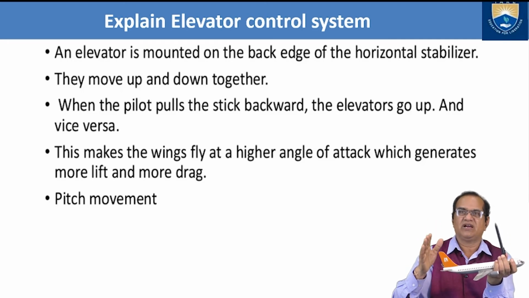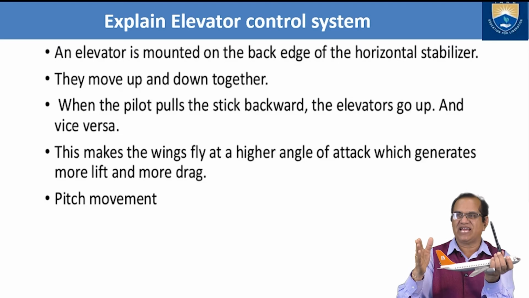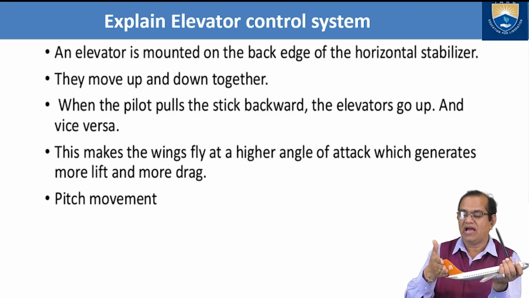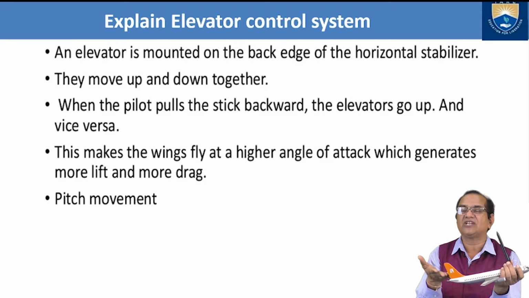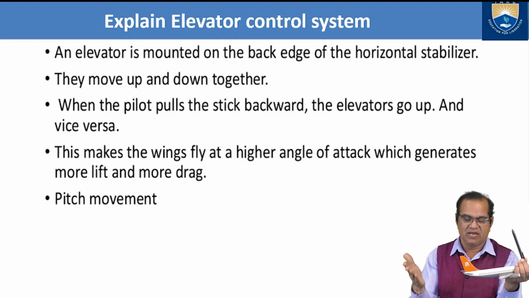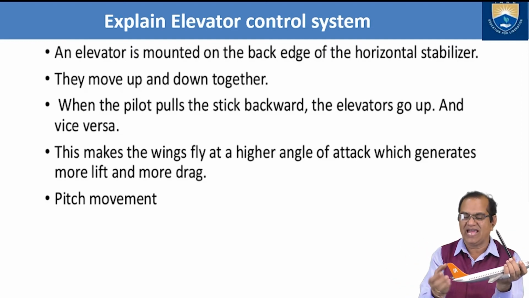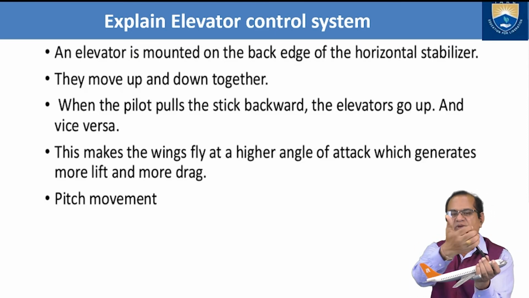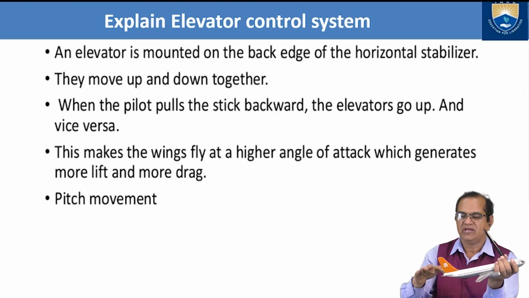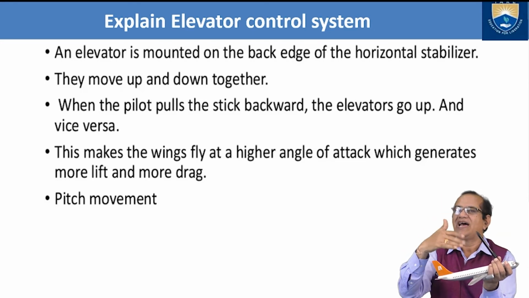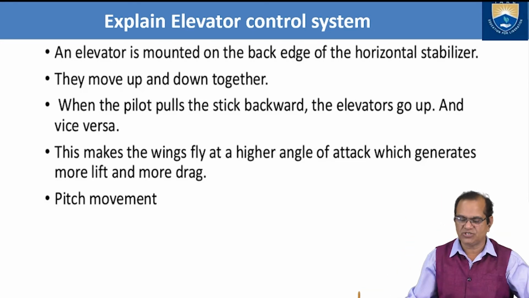This makes the wing fly at a higher angle of attack, which generates more lift and more drag. So if you move it up or down, it will also generate more lift and more drag, and a pitch moment is produced. So force will be generated, and the aircraft will go like this. If the stick is pulled backward, the elevator will go up and the nose will go up, and the same thing happens in the opposite direction.